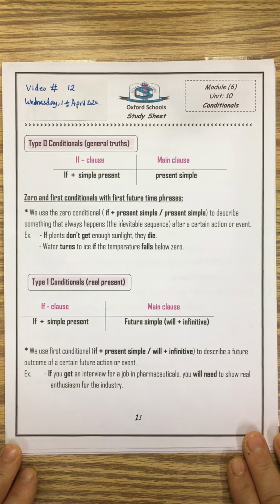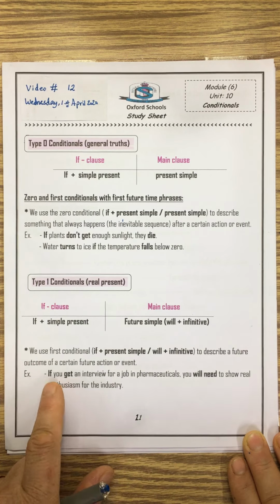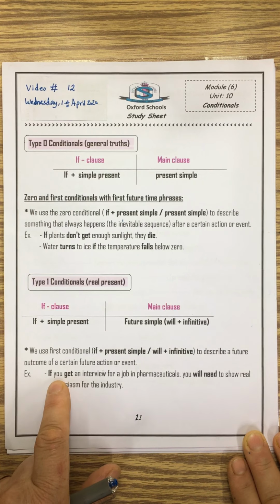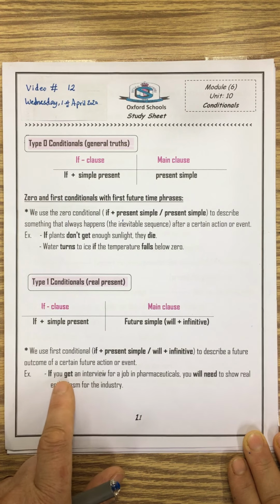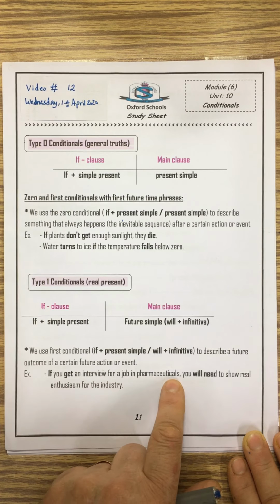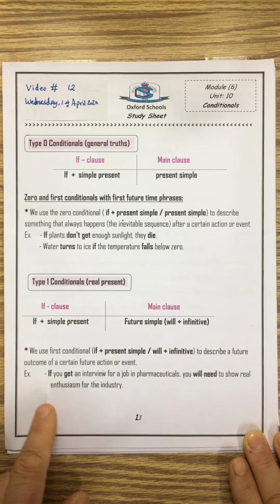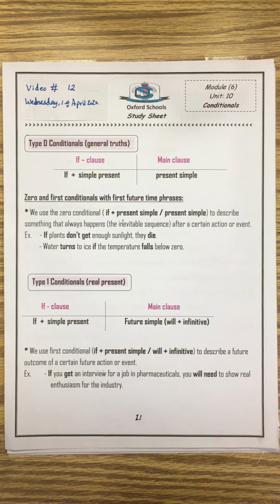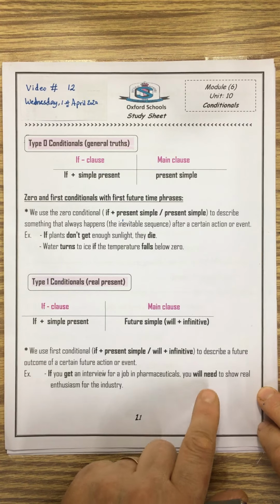Example, if you get an interview for a job in pharmaceuticals, you will need to show real enthusiasm for the industry. You will need. So we have here if you get, and because we have you, we don't add S. You doesn't take S. So if you get an interview for a job in pharmaceuticals, you will need to show real enthusiasm for the industry. And we have here in the second part, we have will.